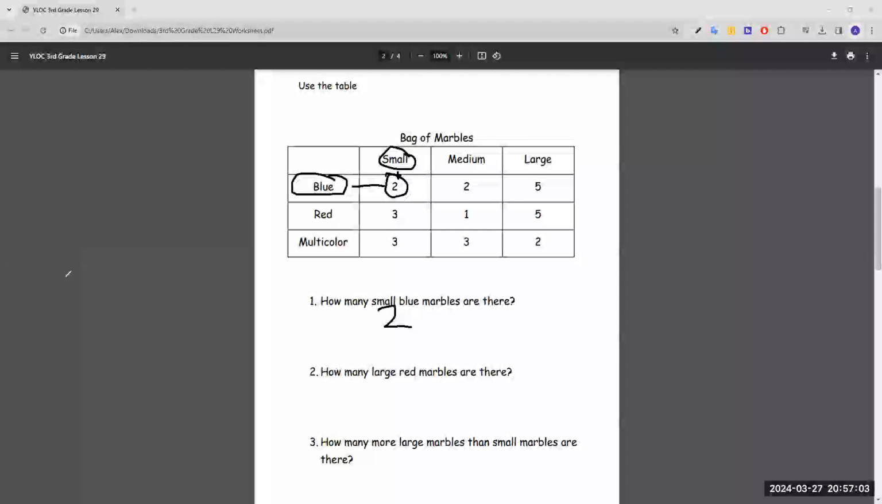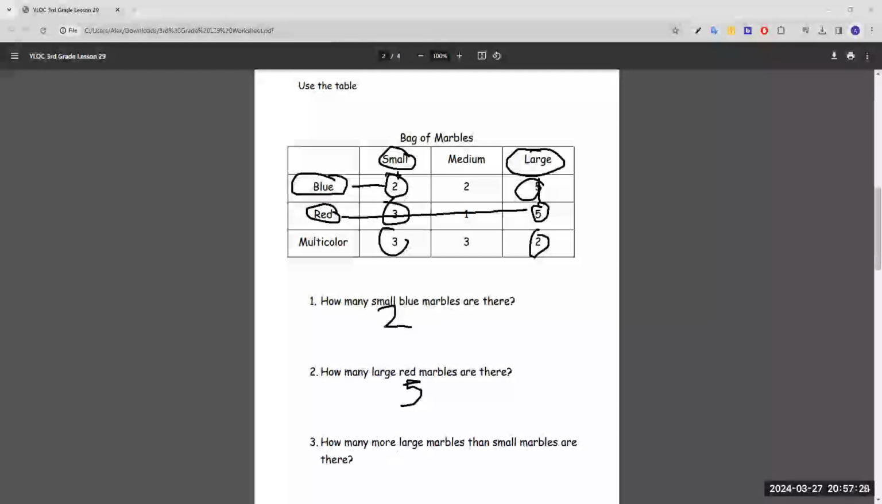How many large red marbles are there? Large is here, and red is here. And we just go until they meet. So that would be five. How many more large marbles than small marbles are there? So this time we're just looking at the large marbles and not the colors.